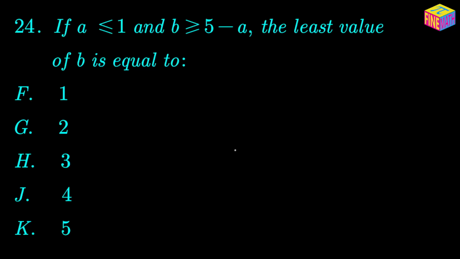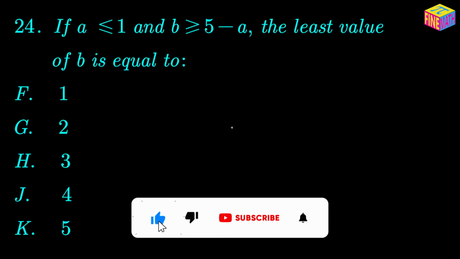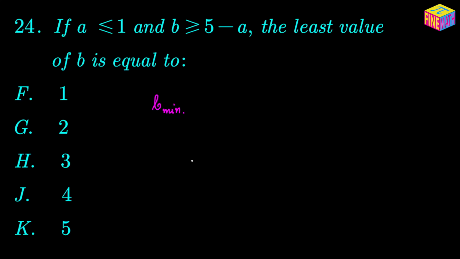So we have to find the minimum value of B, and here the value of B has been provided in the form of an inequality. It says that B is greater than or equal to 5 minus A. In that case, you can clearly imagine that the minimum value of B is 5 minus A. Can we write it like this? I'm using min as the subscript for minimum. So B minimum, meaning the minimum value of B, is definitely equal to 5 minus A, because B is always greater than or equal to 5 minus A. That means B could be greater than 5 minus A or at least 5 minus A. So the minimum value of B is 5 minus A.